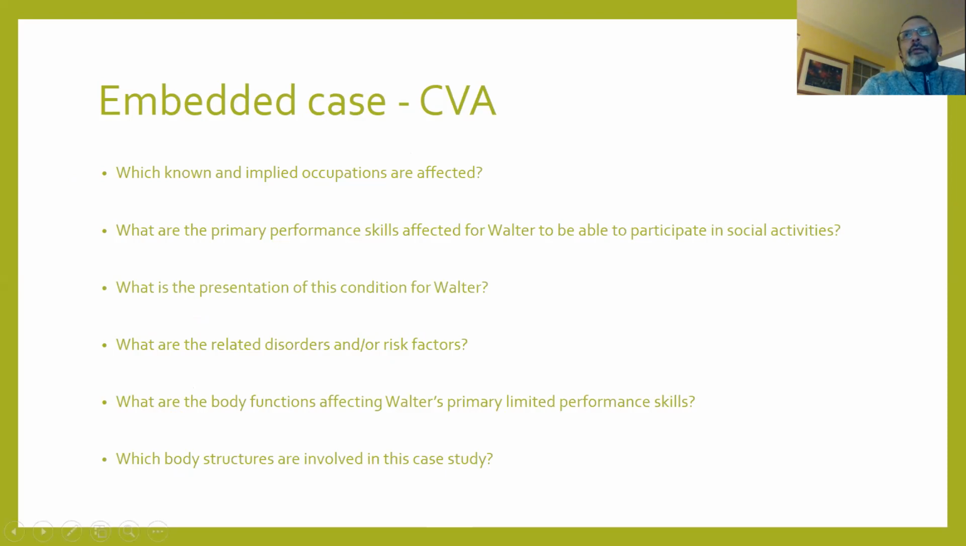I'm not going to necessarily go over this here, but I want to pull this back up. Your embedded case is that these are the questions you can think about here. And this is really the next step of how you need to piece this together: ask these reflective questions. It starts with this, builds upon what you learned in the fall quarter. What occupations are affected? What skills are affected? How does the condition present? Get used to the exercise to do this, right? What are related disorders and risk factors? What are the body functions that are impacting this, right?